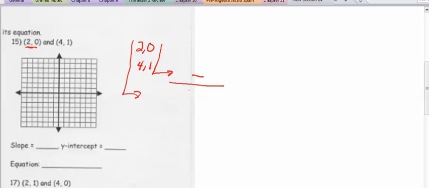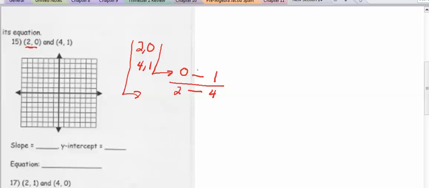Put my negative or subtraction signs in the middle. I'm going to now stack them. 0, 1. 2 goes under the 0. The 4 goes under the 1. Now I'm going to subtract.